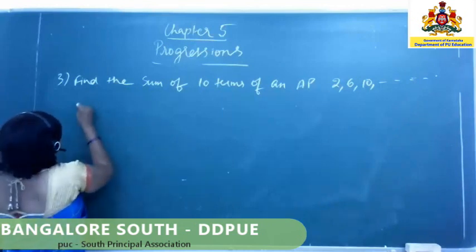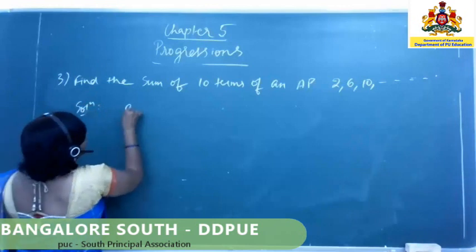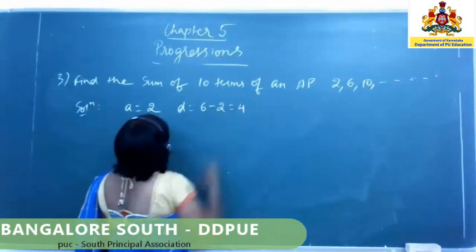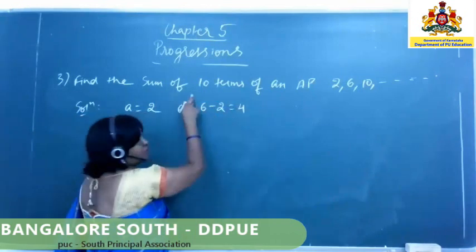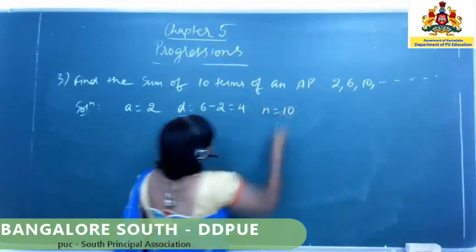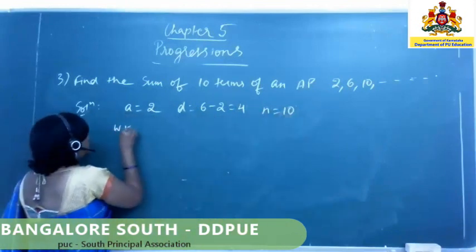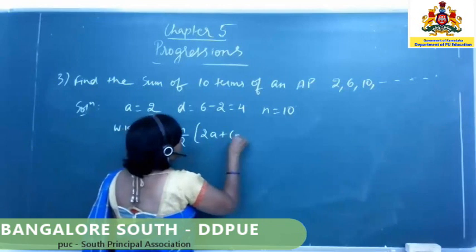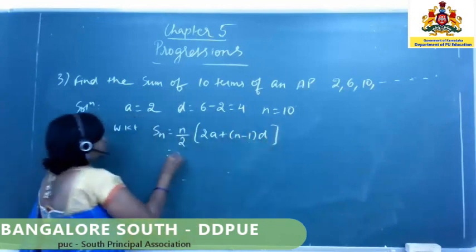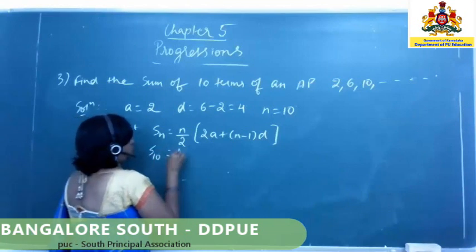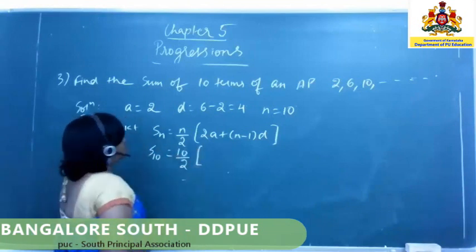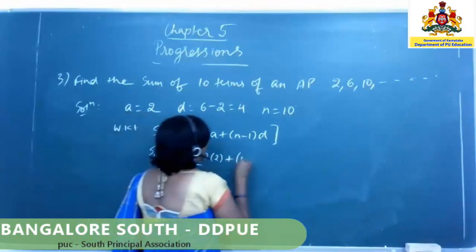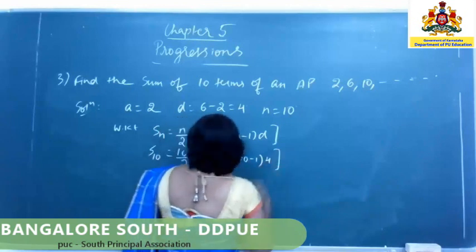So here A is equal to 2, D is equal to 6 minus 2, that is equal to 4. They have asked you to find the sum of 10 terms. That means n is equal to 10. And we know that Sn is equal to n by 2 into 2a plus n minus 1 into d. So S10 is equal to 10 by 2 into 2 into 2 plus 10 minus 1 into d is 4.